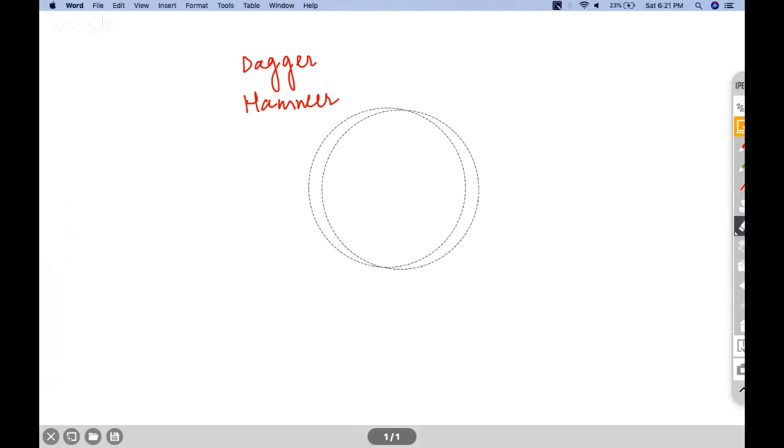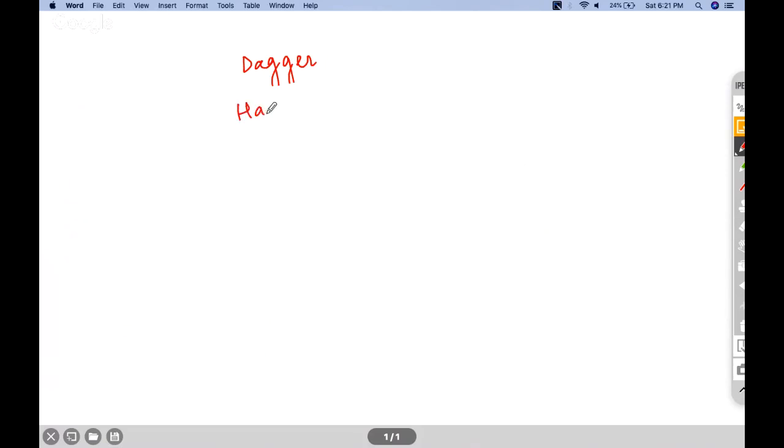Next one is dagger, hammer, knife, sword, and blade.